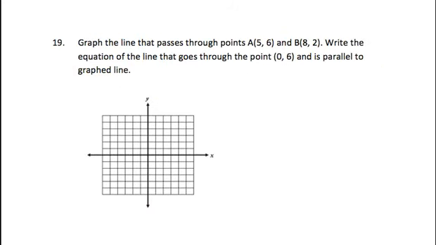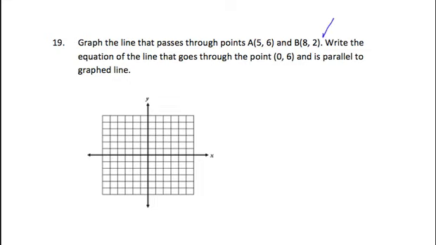Take a look at question 19. Graph the line that passes through the points, or I guess these are A and B points, the point 5, 6 and 8, 2. Write the equation of the line that goes through the point 0, 6 and is parallel to the graphed line. Okay, lots of stuff going on here.